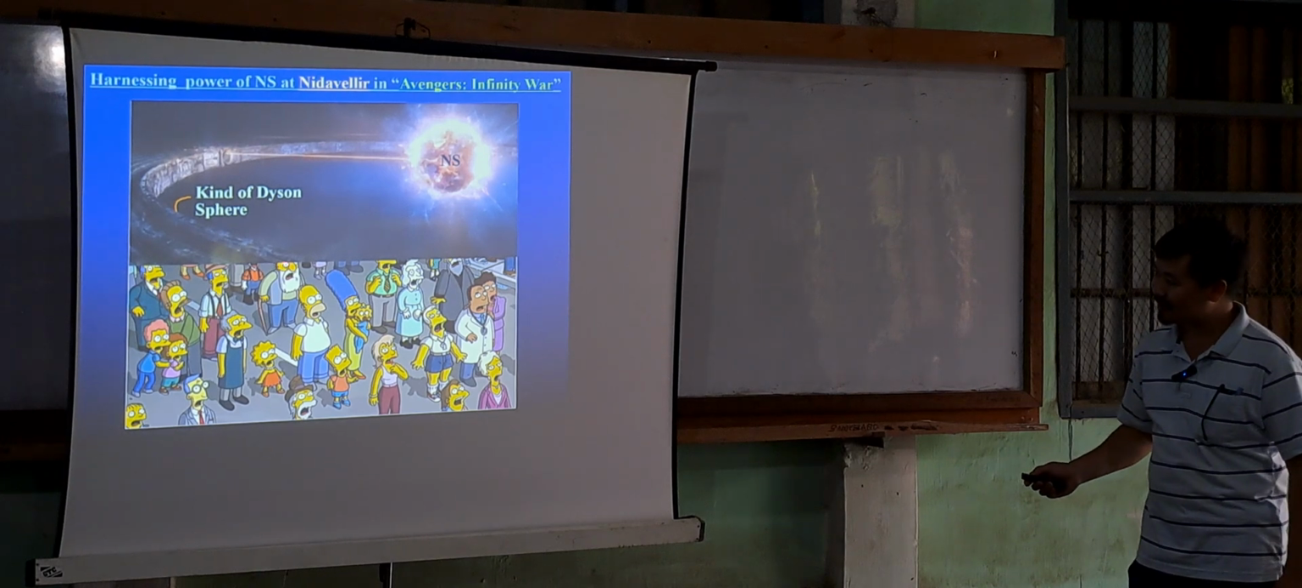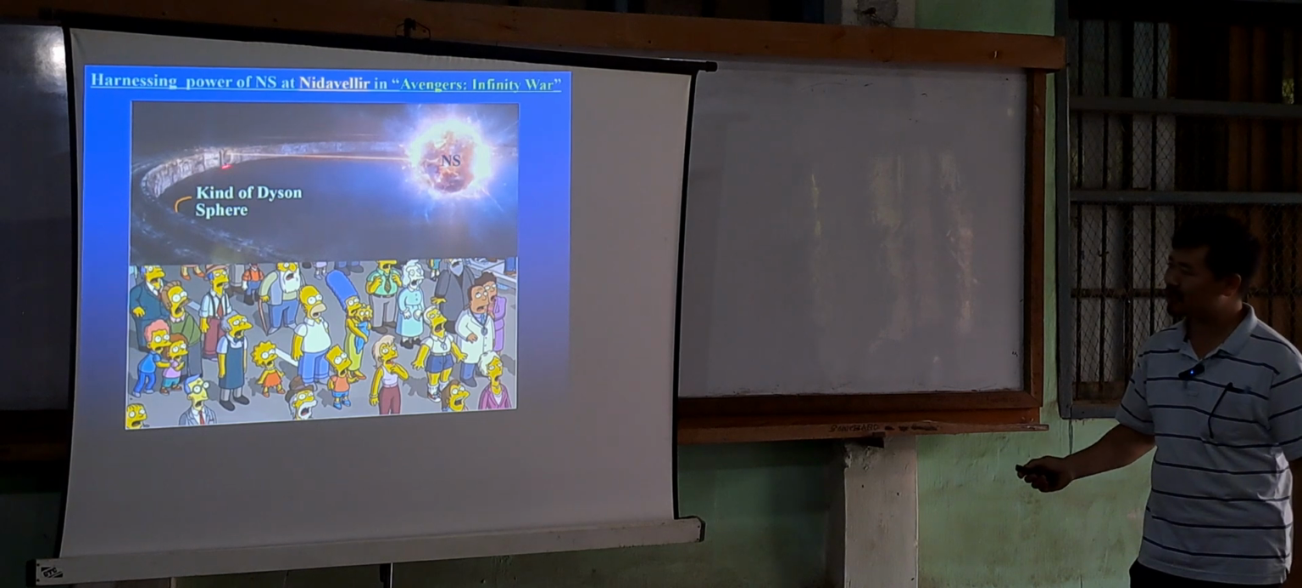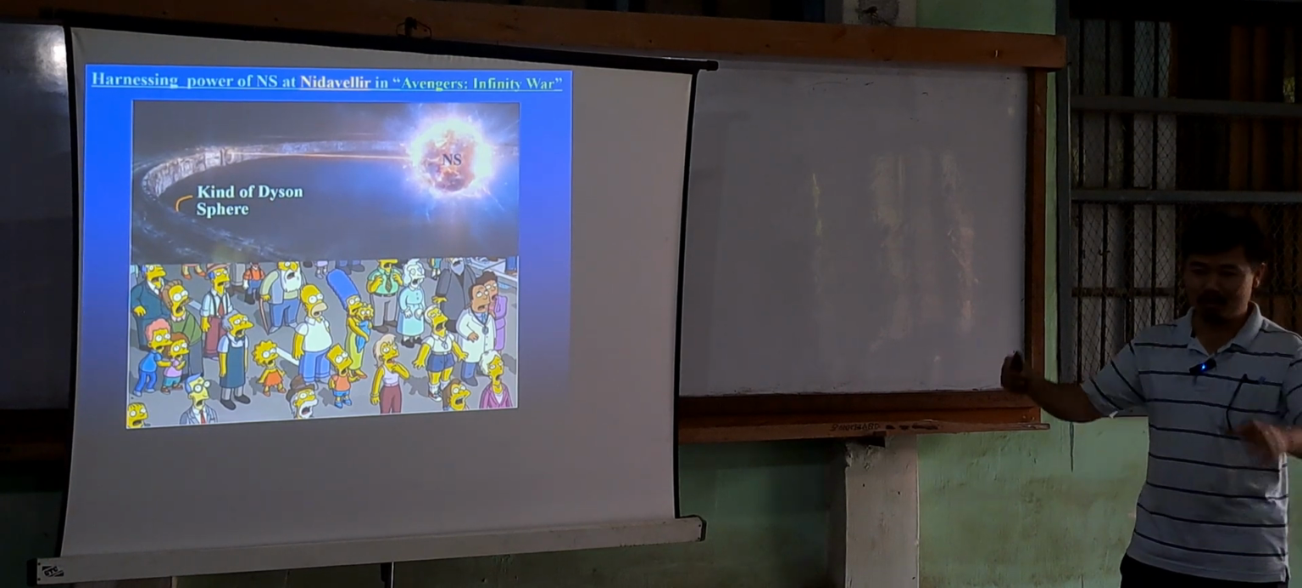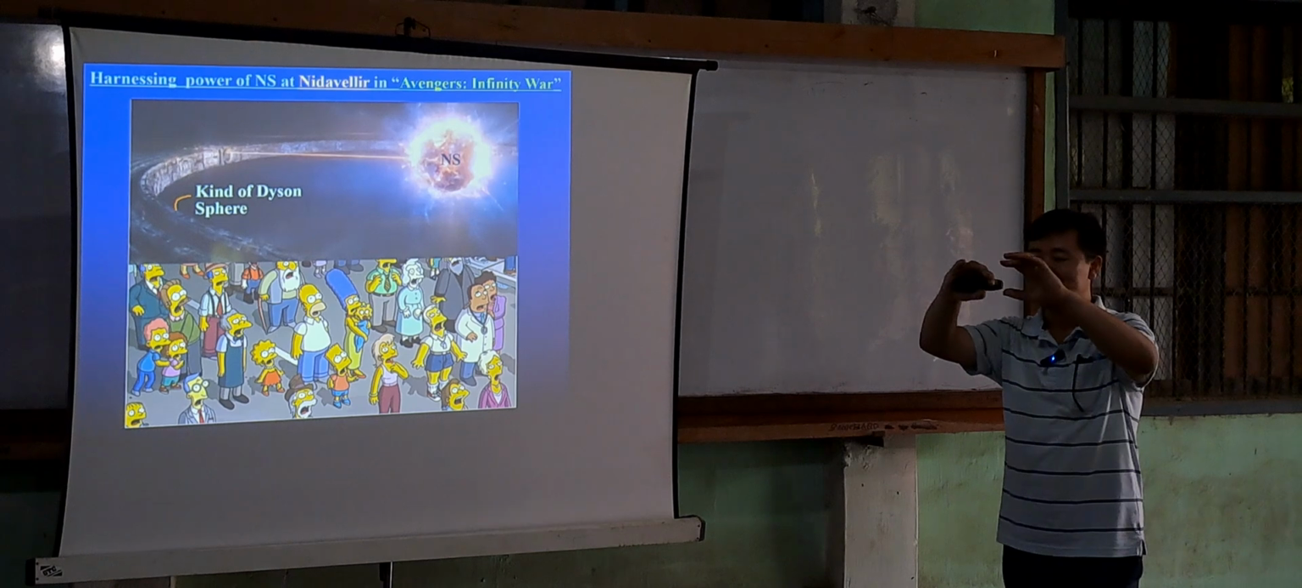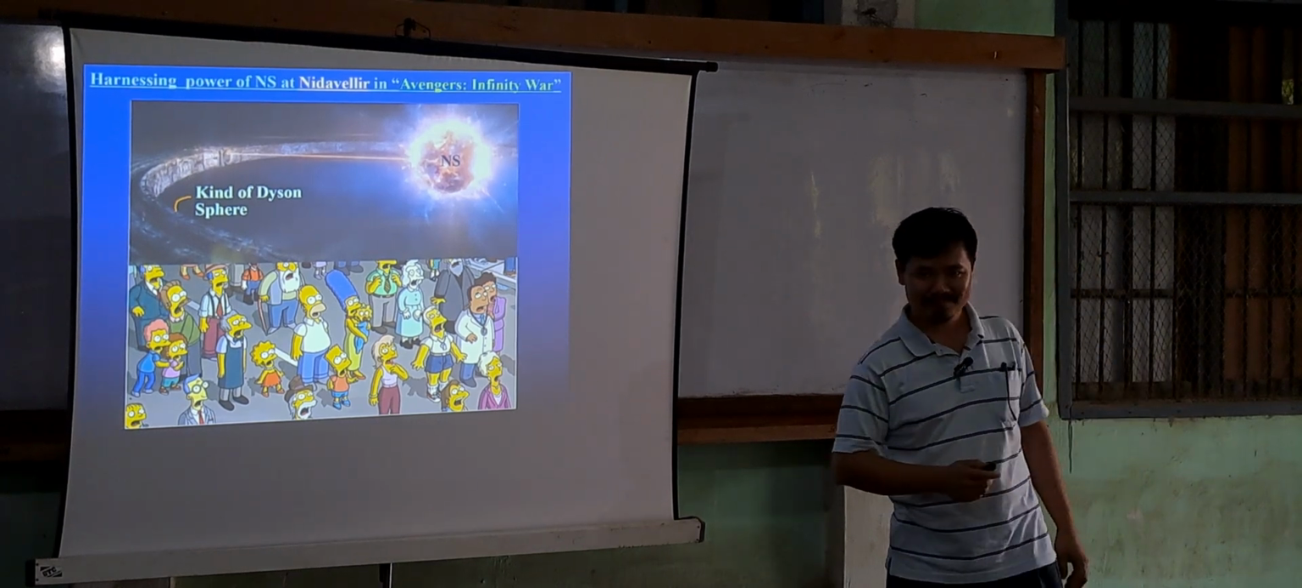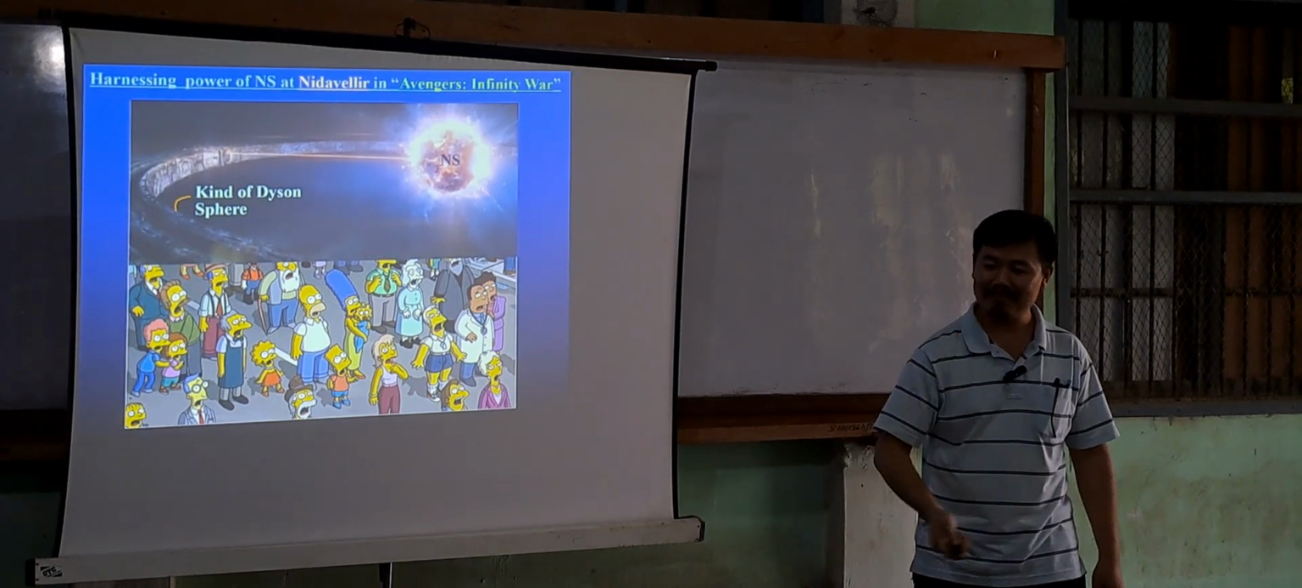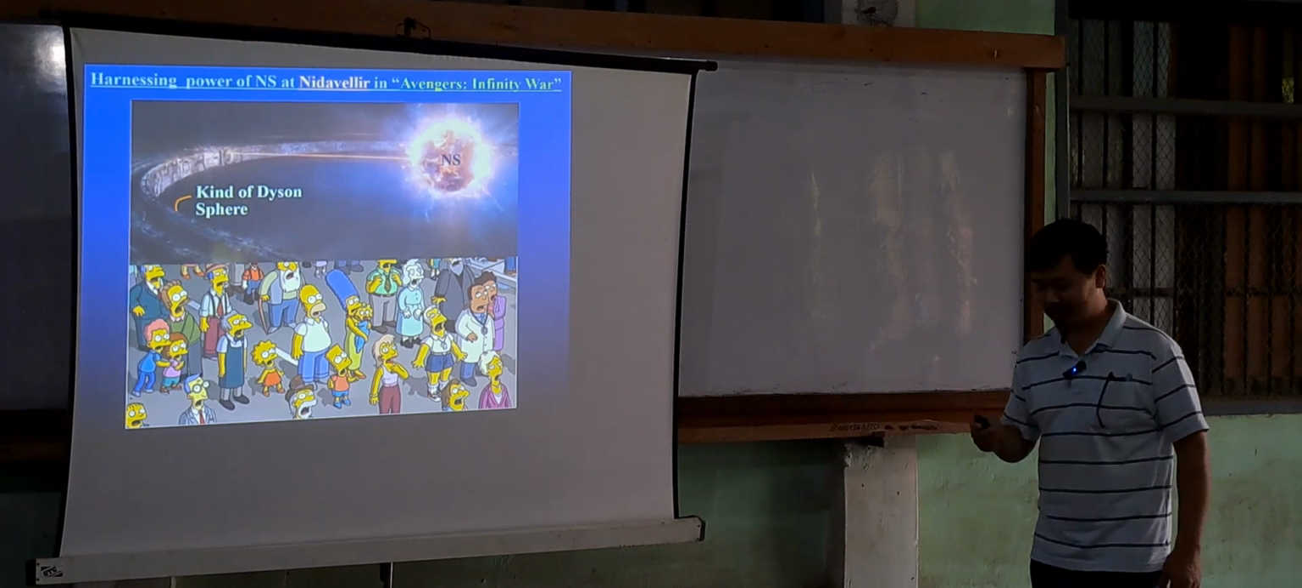And this ring here is a theoretical structure, or you can say sphere, known as a Dyson sphere, where you can build some kind of structure around the neutron star and harness the energy from it. Yes, when we have advanced technology, not as of now.